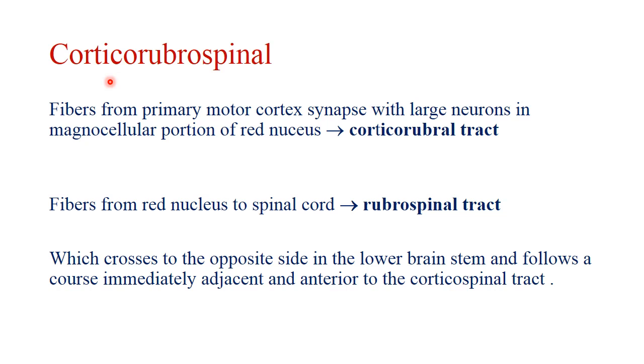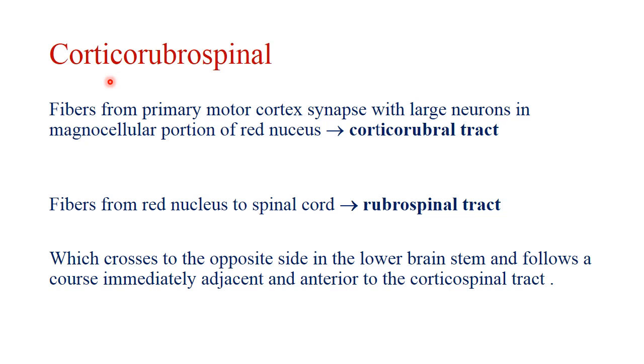Corticorubral. But this tract, to initiate its function on the muscle, needs communication with the spinal cord. So there will be synapsing fibers from the red nucleus passing to the spinal cord called rubrospinal. Rubrospinal. So the tract is called corticorubrospinal. It starts in the cortex, has a midway in the red nucleus, and then continues to the spinal cord and then to the muscle to exert its function.